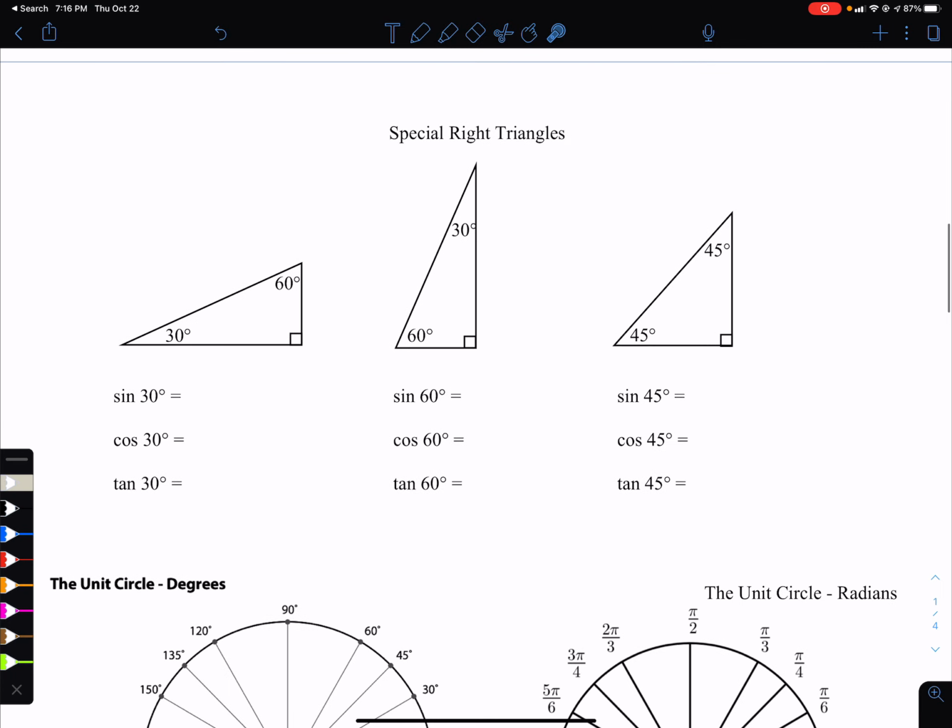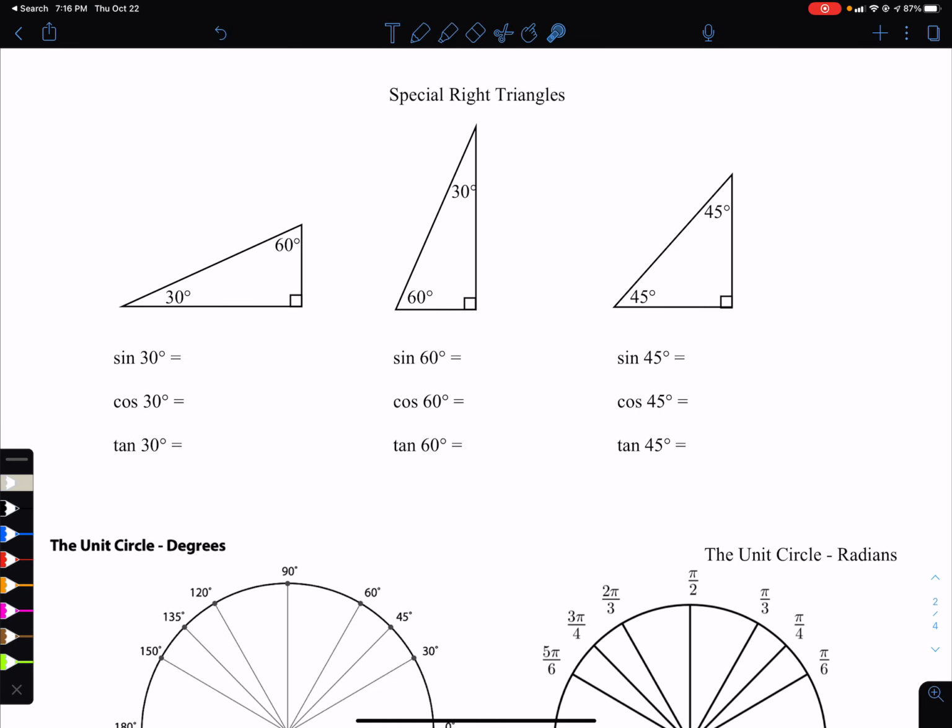The next thing you have to master are the special right triangles. The first two are easy, and you just have to memorize this.